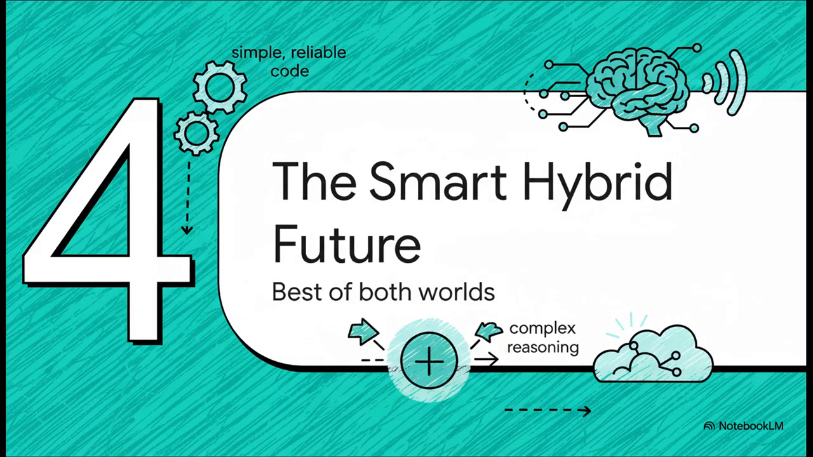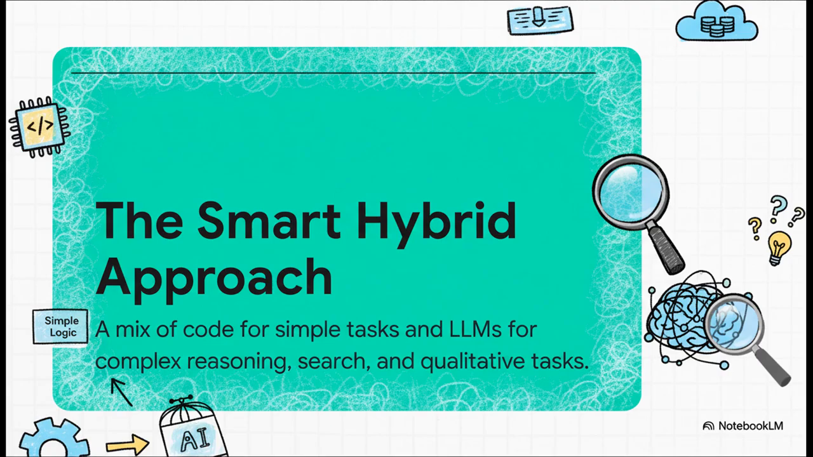Okay, so for our final section, let's pull all these ideas together into a really powerful new strategy. Because this isn't about choosing code instead of AI. It's about creating a smart, hybrid future where we use the absolute best tool for each specific job. And here it is, the philosophy in a nutshell. The smart hybrid approach. It's a strategic mix.